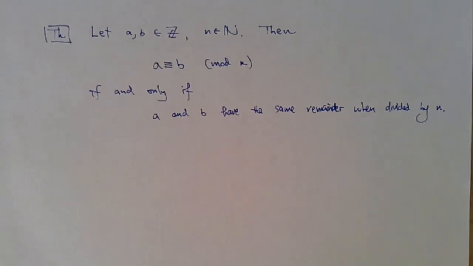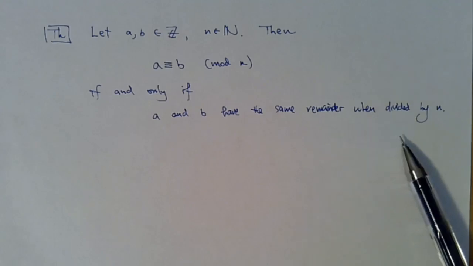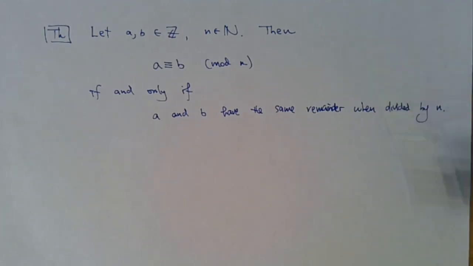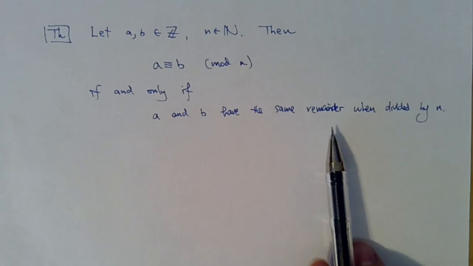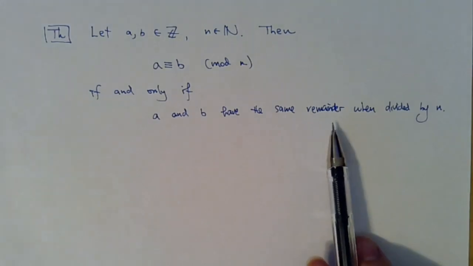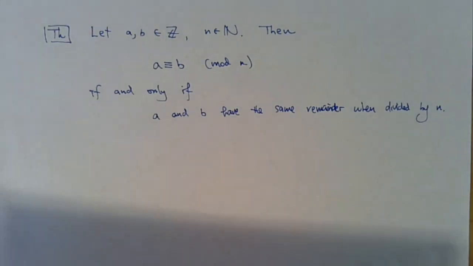Now let's come back to this theorem that we mentioned, that if a and b are congruent modulo n, then they have the same remainder when divided by n, and vice versa. This is an if and only if characterization. In order to know what remainder means, of course you know that from kindergarten, but let's also think about the division algorithm.